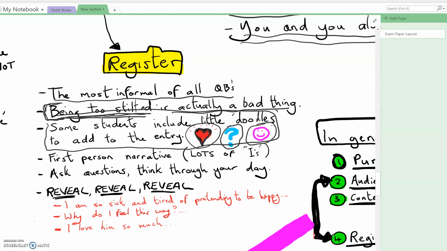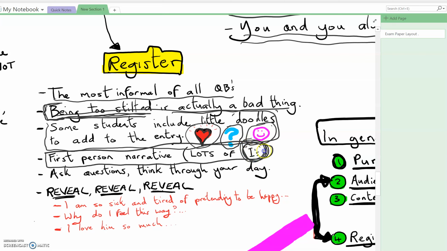It's just to give it that extra depth and to show the examiner that this is what people do in diary entries. This is the reality, and you have to try and represent and mimic reality as much as you can when you're doing these question Bs. It should be written in the first person narrative, so you should have lots of I's. You're writing it about yourself at the end of the day, aren't you? You're writing about your own life and your own feelings, so you're talking about yourself.